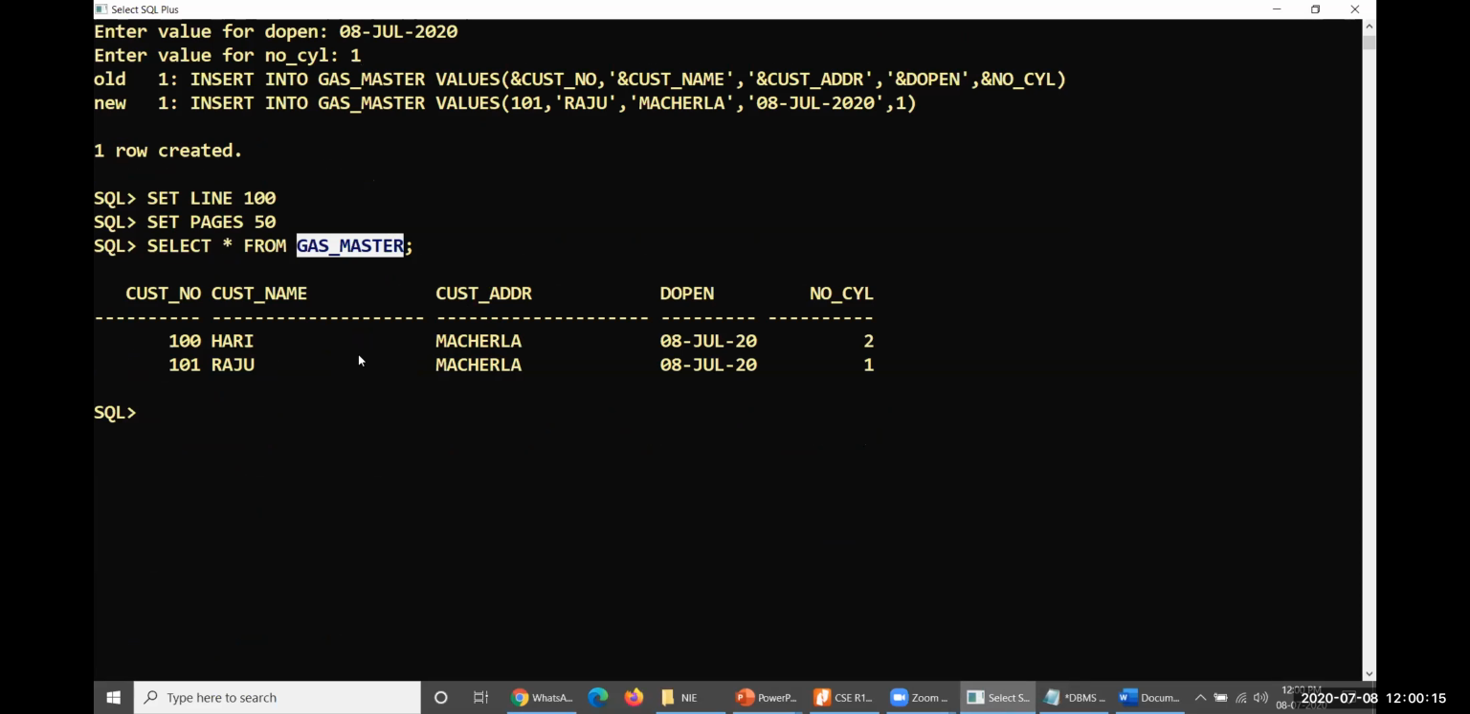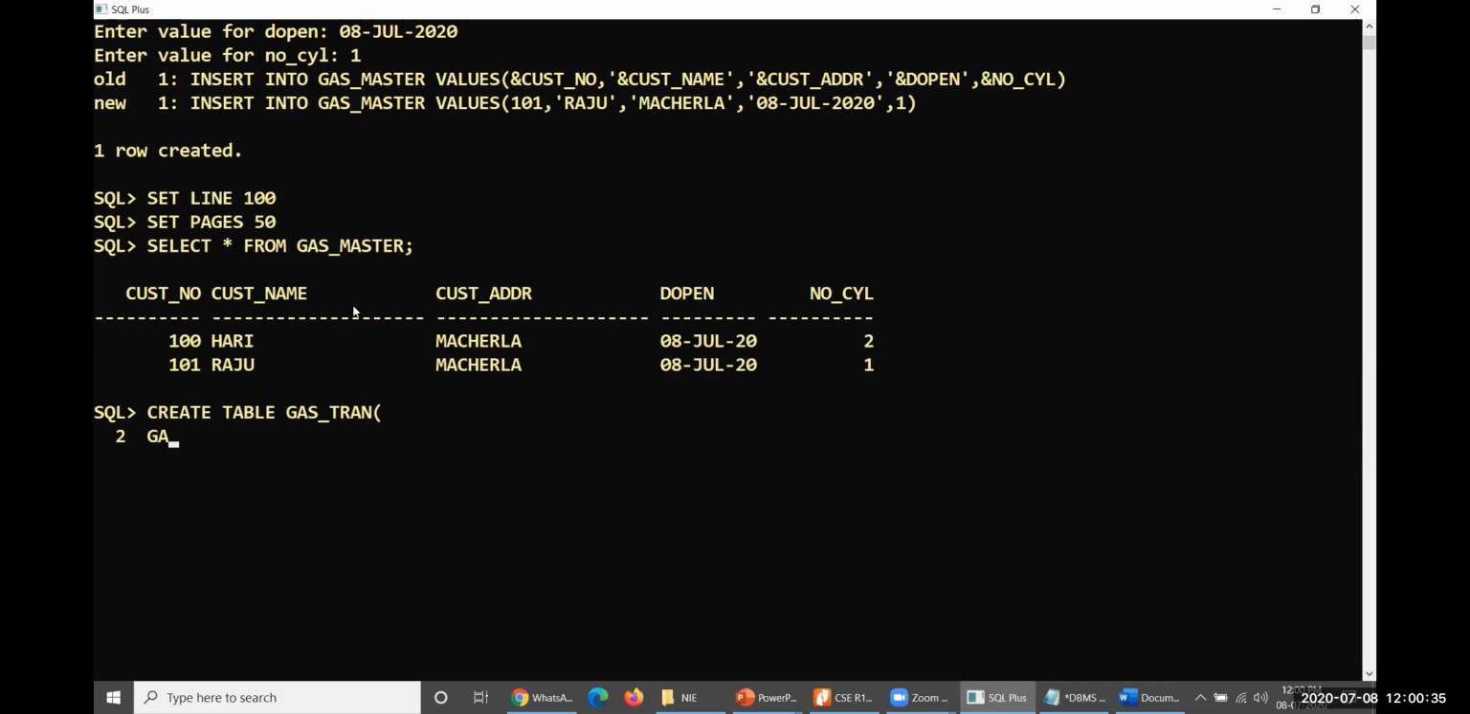Now let us consider gas transaction. Gas transaction in the sense you have to book a cylinder and it will be delivered somewhere else. So for gas transaction, create a table. The table name is GAS_TRAN. So what are the components here?